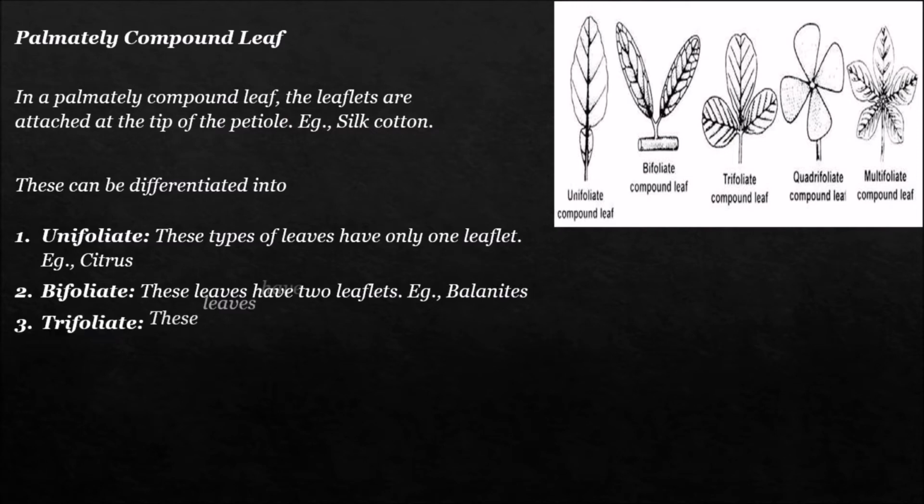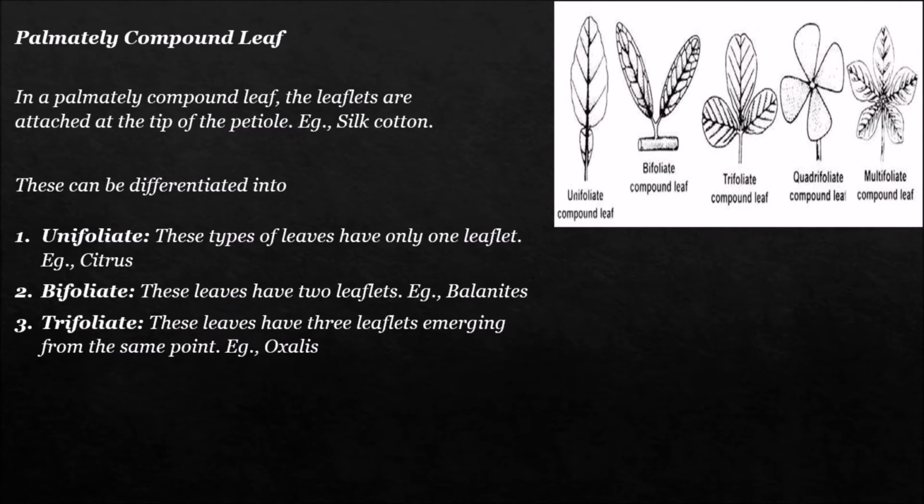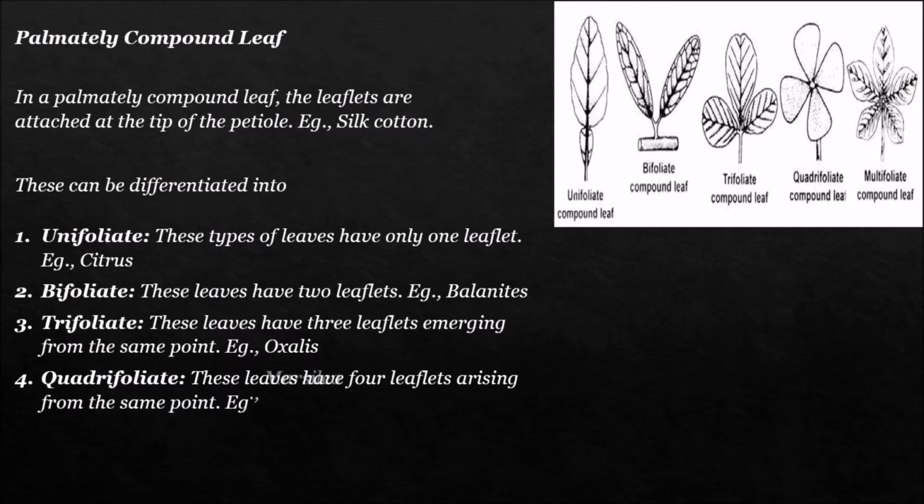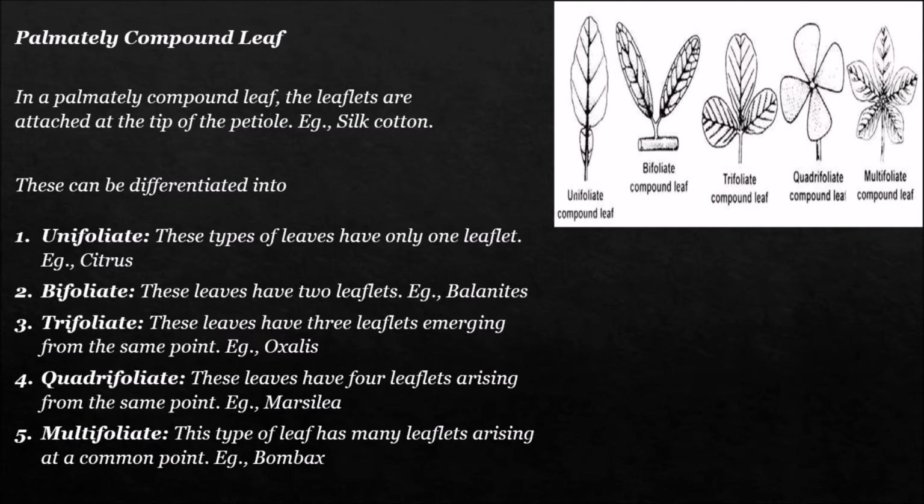Example, balanids. Or trifoliate. These leaves have three leaflets emerging from the same point. Oxalis. Quadrifoliate. These leaves have four leaflets arising from the same point. Marsilia. Multifoliate. This type of leaf has many leaflets arising at a common point. Example, bombax. So what are the classifications or the divisions of palmate compound leaf we have? There are 5. Unifoliate, bifoliate, trifoliate, quadrifoliate and multifoliate.